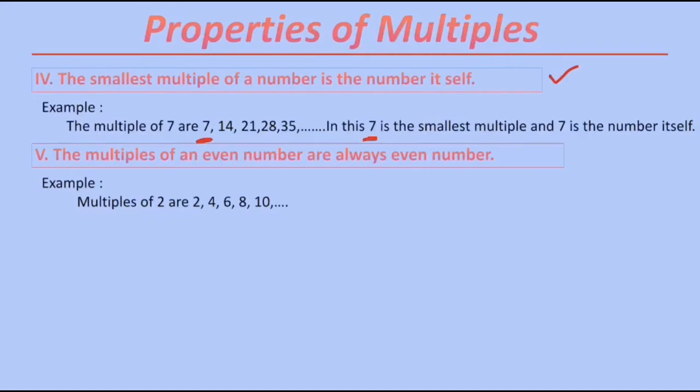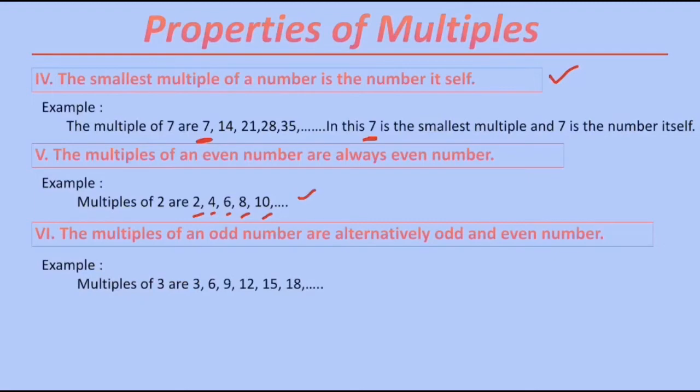Here we have taken multiples of 2. As you know, the multiples of 2 are 2, 4, 6, 8, 10 and so on. All these numbers are exactly divisible by 2. So all these numbers are even numbers.